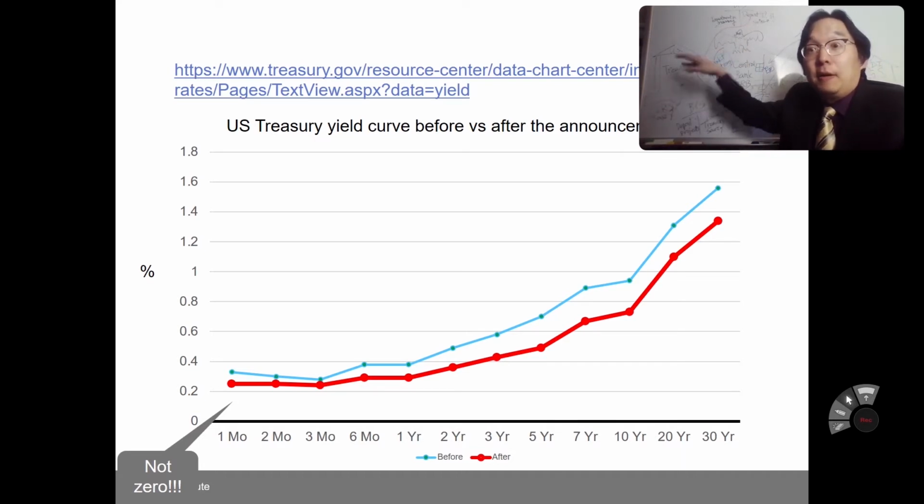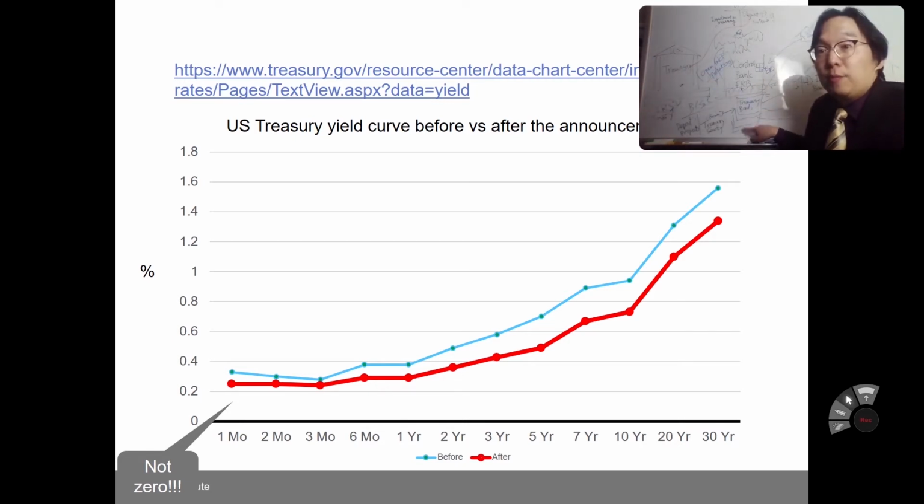The Korean Ministry of Finance and Economics, or Economics and Finance, the other way. Anyway, they are two different entities, right? Treasury is about this guy. And then they issue bonds with all different maturities, 1 month all the way up to 30 years.